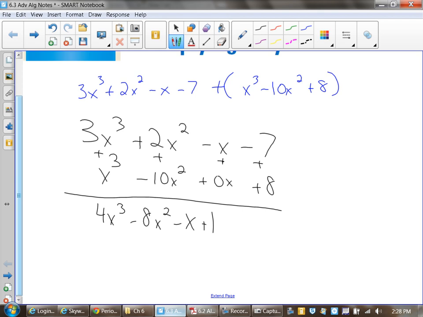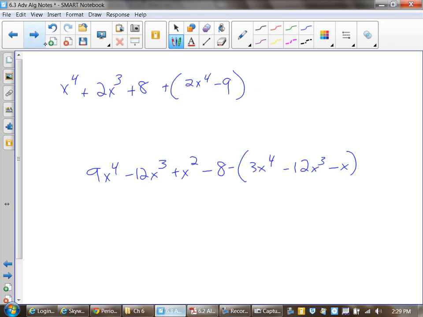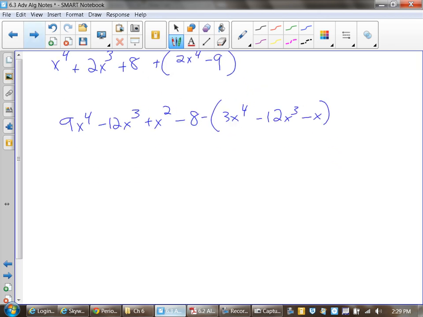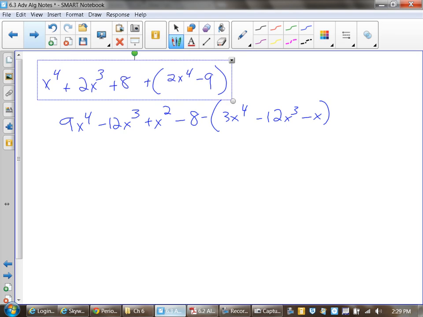You've all done this many, many different times. You're matching up the same variable with the same exponent. That's the only thing you have to worry about when you're adding or subtracting. Addition problems are a piece of cake. It's the subtraction problems that you guys tend to make mistakes on because you've got to worry about all your signs. For example, let's look at the second one here.